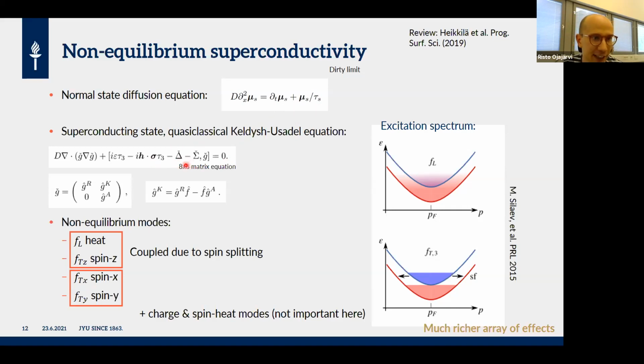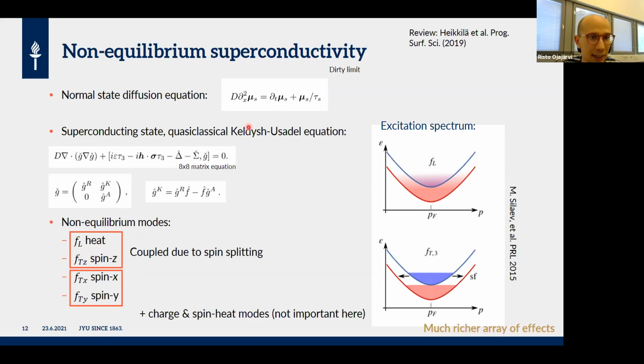But now when we go to the superconducting state, we need a little more, because there the variables are actually these propagators, Keldysh propagators, which are 8x8 matrices. They include the Keldysh components, which are kind of the spectral parts, and then the distribution function. They encode that information there. And then each of these G^R, G^K, and G^A are 4x4 matrices, which have a number and spin indices. So there's a lot. But we can still understand how this works. I can recommend this review again.